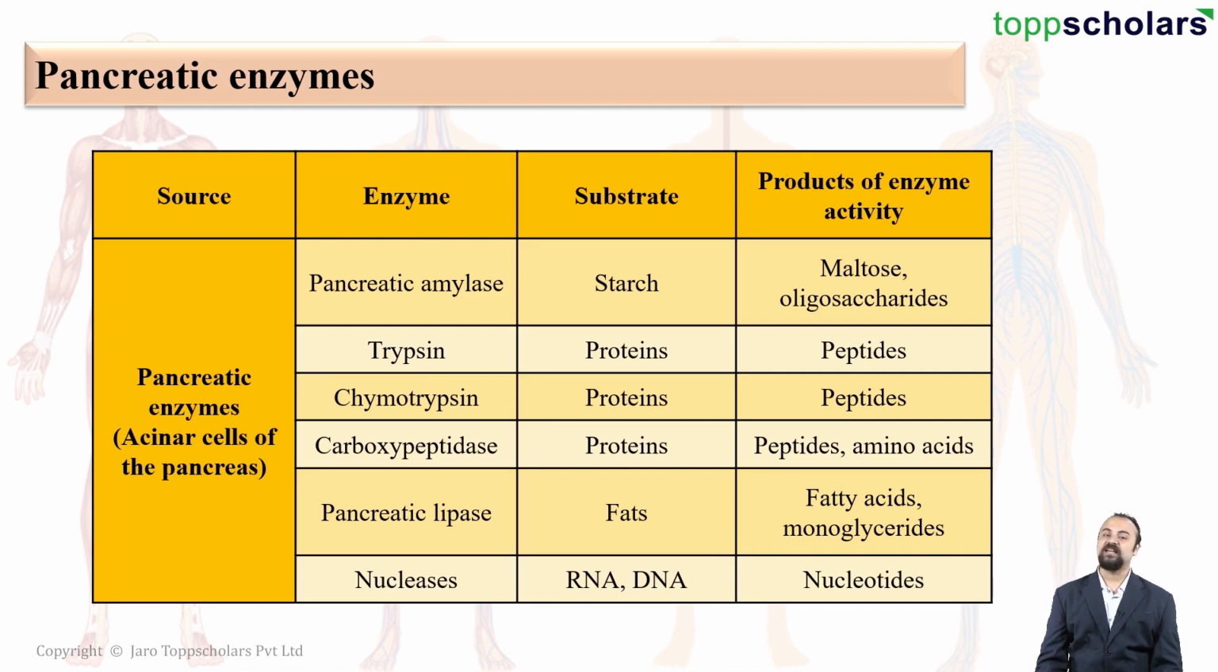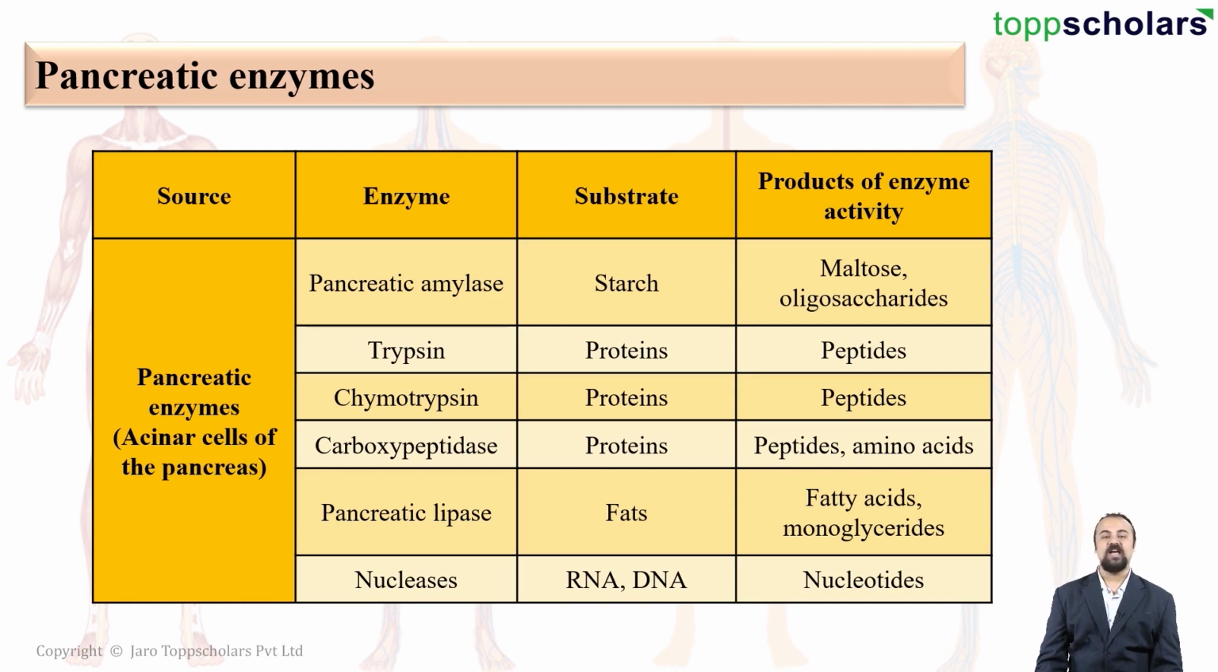The second enzyme is trypsin. The substrate is proteins and the products are peptides. The third enzyme is chymotrypsin. Again, the substrate are proteins and again the products are peptides.